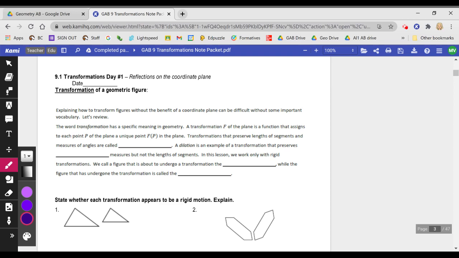Transformations that preserve lengths of segments and measures of angles are called two things. So they are a rigid motion or an isometry. A dilation is an example of a transformation that preserves angle measures, but not the lengths of the segment. In this lesson, we will work only with rigid transformations. We call a figure that is about to undergo a transformation the pre-image, while the figure that has undergone the transformation is called the image.